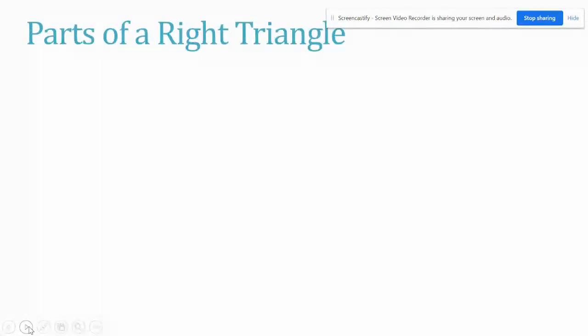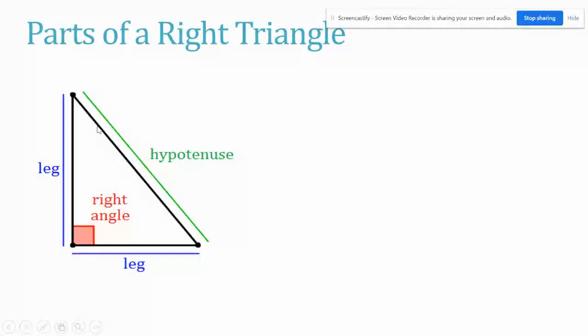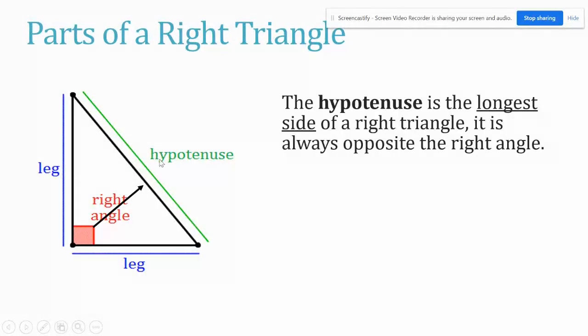Okay, so parts of a right triangle. So here we have our right triangle. We know that it's a right triangle because it has this 90-degree angle right here, this right angle. And this is an important word, hypotenuse. The hypotenuse is the longest side of a right triangle. It is always opposite the right angle. So you're going to see me drawing a lot of arrows. That's because it's really important to identify your hypotenuse early. Okay, and a really easy way to do that is just draw an arrow from your right angle, and that's your hypotenuse.